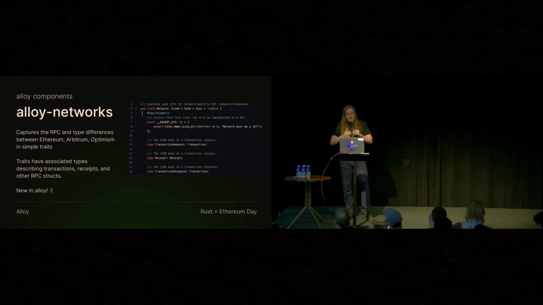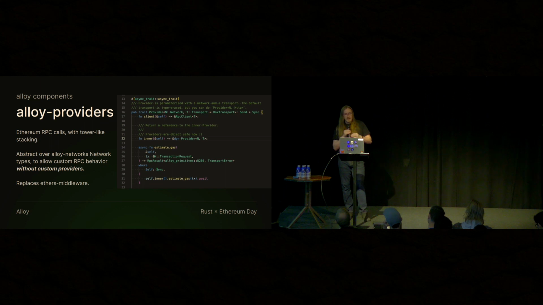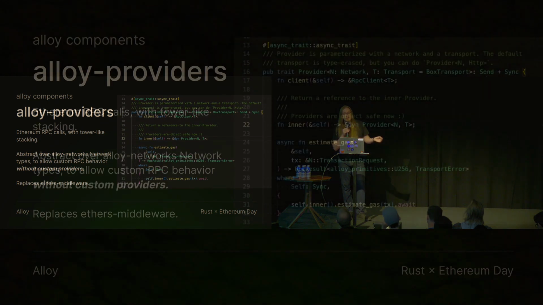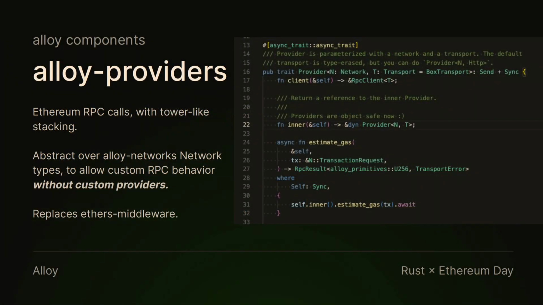This lets us build Alloy providers. The provider is abstract over the network and over the transport. So you can have a provider that connects to Optimism via HTTP. If you look down here in the estimate gas, you can see that it uses the network's transaction request object. So when you estimate gas, you're providing the type that Optimism says is a transaction request.